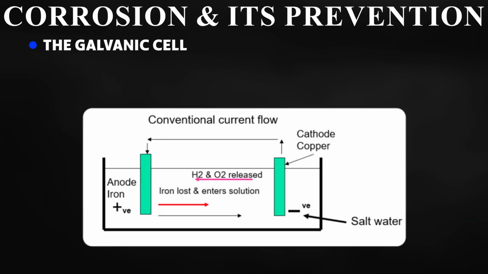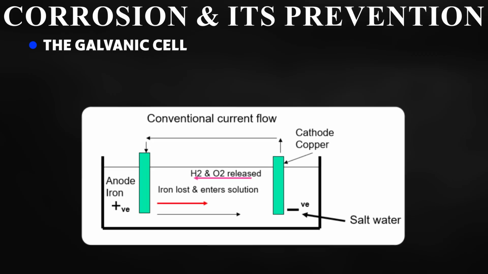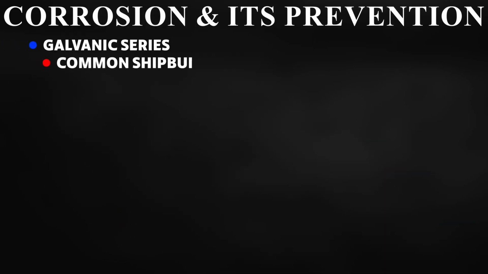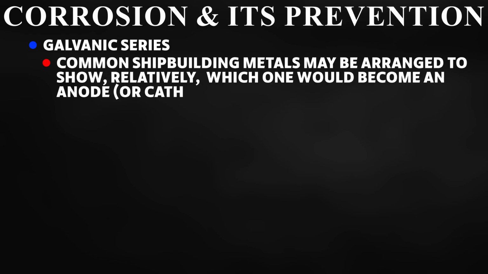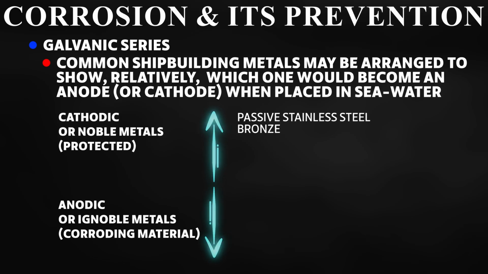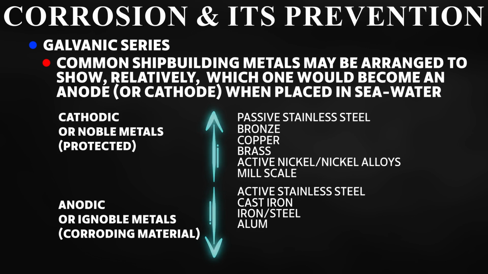The galvanic cell. Galvanic series: common shipbuilding metals may be arranged to show which one would become an anode or cathode when placed in seawater. Passive stainless steel, bronze, copper, brass, active nickel/nickel alloys, mill scale, active stainless steel, cast iron, iron/steel, aluminium, zinc, magnesium.